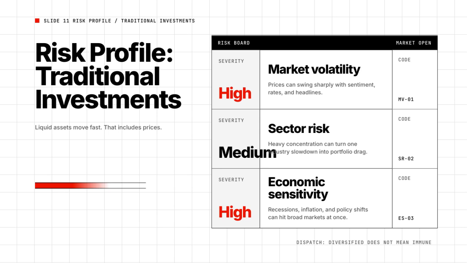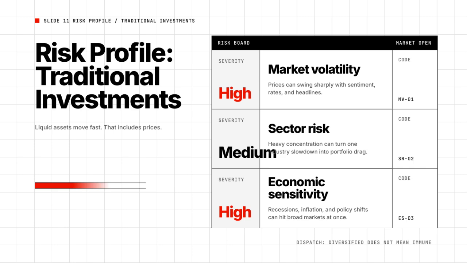Prices can swing sharply, sometimes without warning, driven by investor emotions or external events. This can create sudden and significant changes in portfolio value. Next, we have sector risk. If your investments are heavily concentrated in one industry, a slowdown in that sector can drag down your entire portfolio. This risk is considered medium in severity, but it's critical to watch because it can undermine diversification efforts.